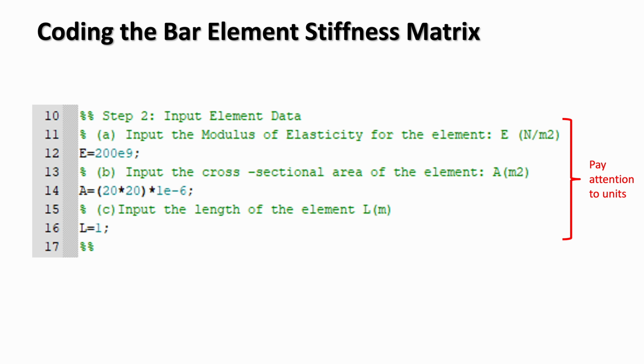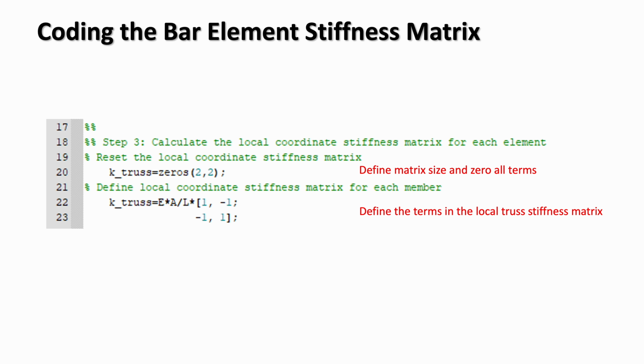In step 2, we need to define the material properties, E, A, and L for our single element. We need to be careful that we're consistent with our units. So here I'm going to work in newtons and meters. So I guess the most important bit here is decide what units you're using and then make sure that you're consistent throughout your program.